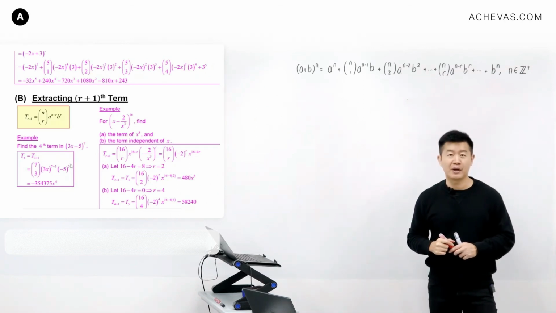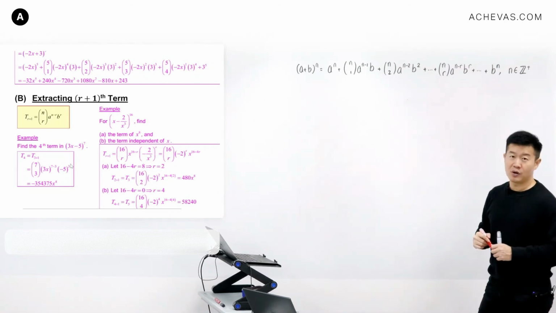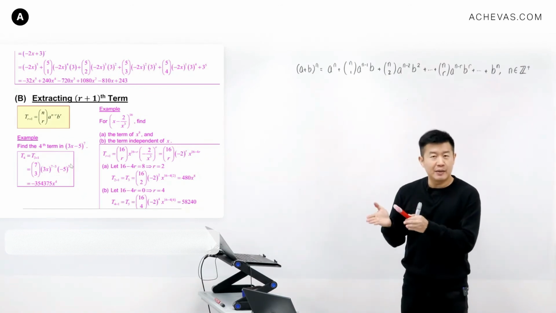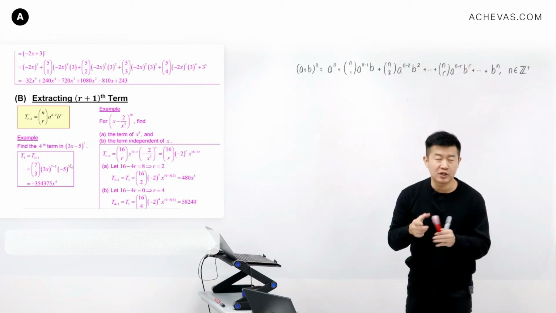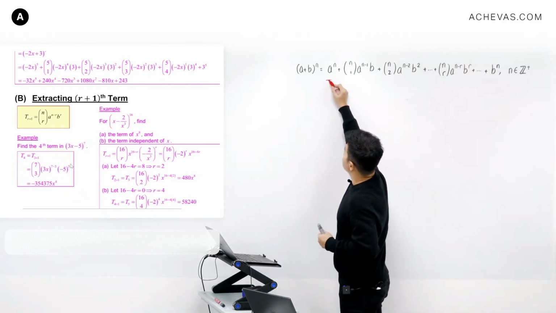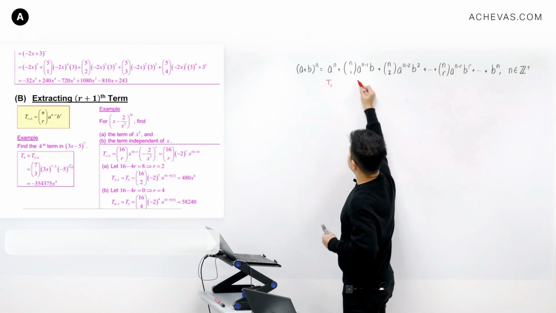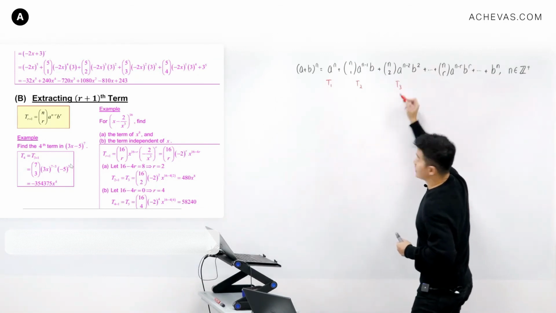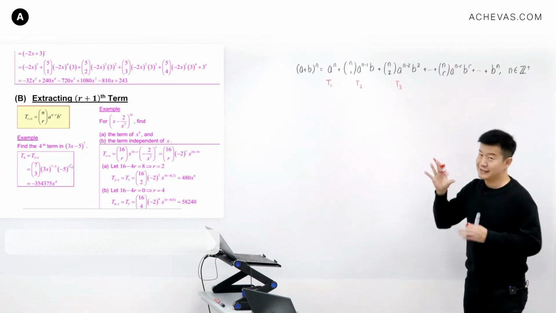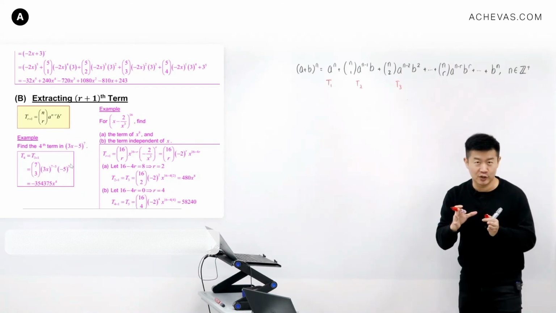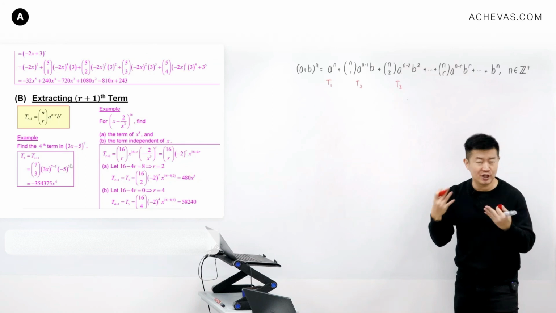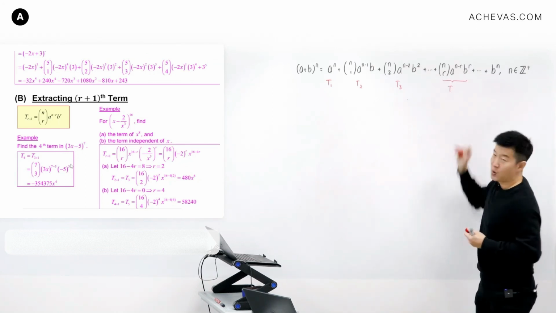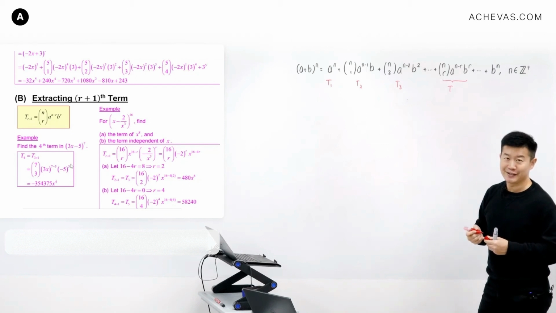A to the power of n minus R, B to the power of R. If I were to look at this, I'm going to name this as the first term, and the notation I'm going to make use of is to call this T1. This is the second term, T2. This is the third term, T3. If the same notation continues, can you deduce this is T what? Can you deduce this?